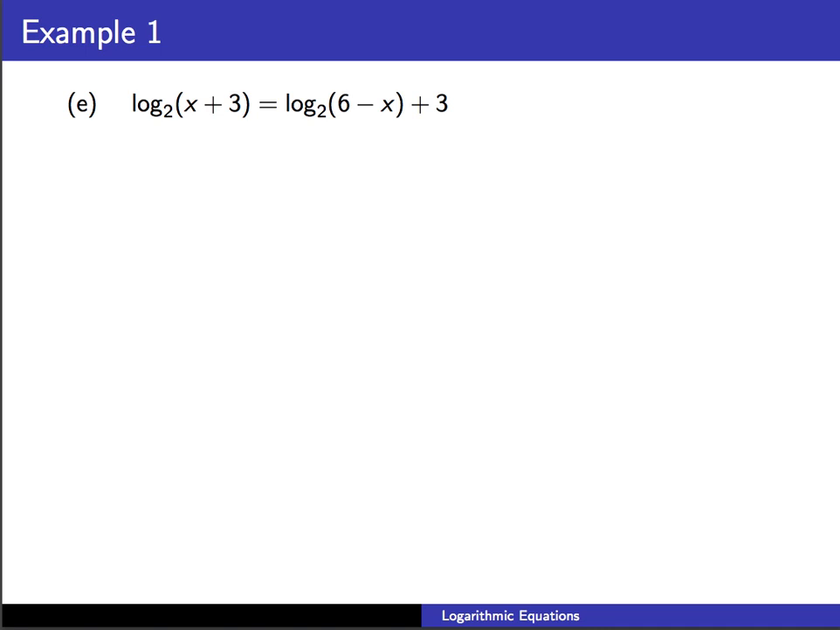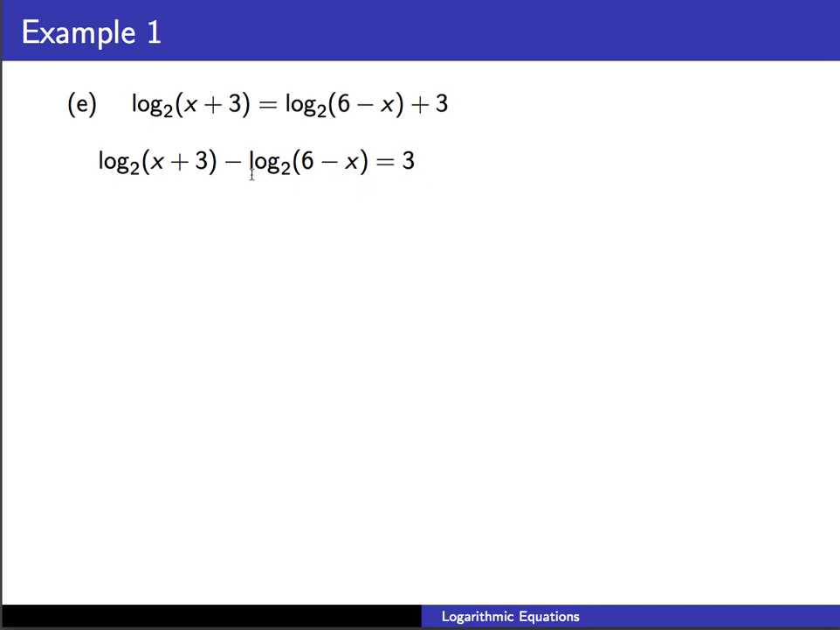Okay, in this video we're going to look at some more examples of solving logarithmic equations. So example 1e, we have log base 2 of x plus 3 equals log base 2 of 6 minus x plus 3. So once again, we can get our logarithms on one side of the equation. This time we can subtract log base 2 of 6 minus x from both sides. And we'll have log base 2 of x plus 3 minus log base 2 of 6 minus x equals this 3.